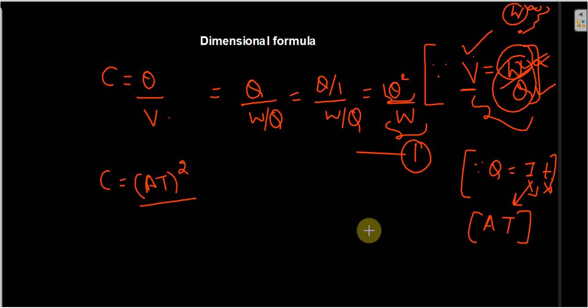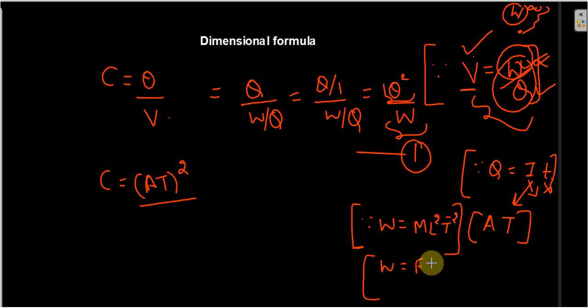And W, what is W? W is the work done, and we know the dimension formula of work done is M L square T minus 2. If you remember your 11th standard dimensions chapter, we derived this formula. Work done is equal to force into displacement, and force is equal to mass into acceleration, multiplied by distance. For mass, the dimension formula is capital M. A is acceleration, meter per second square. For meter, again length L, and for second, you will write here T.